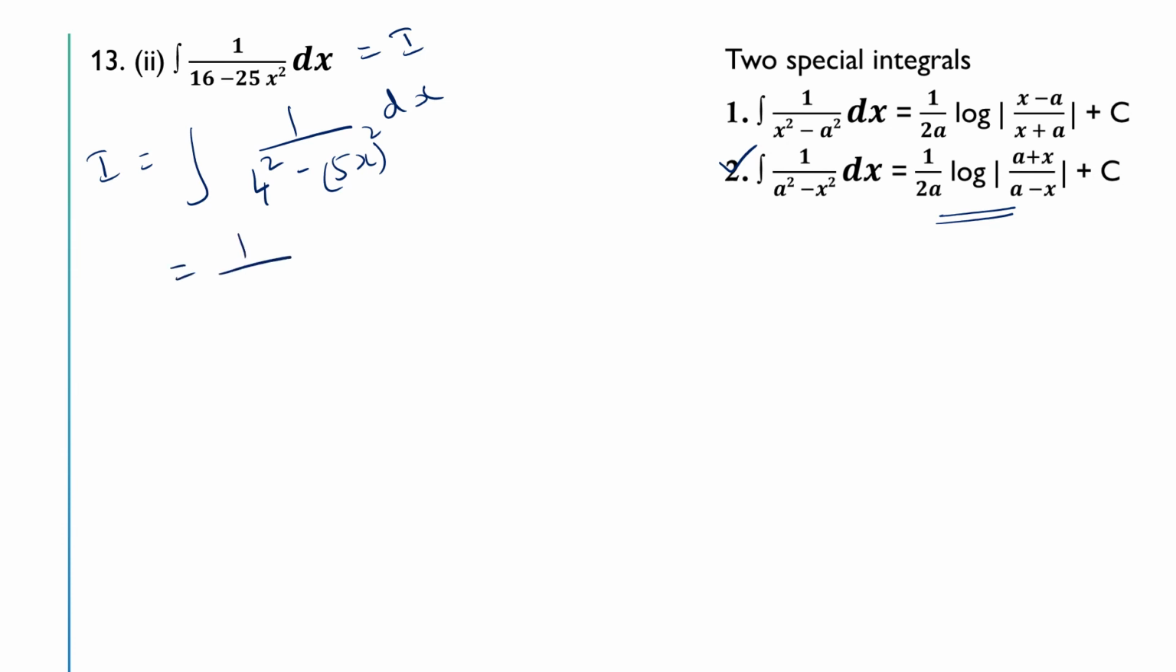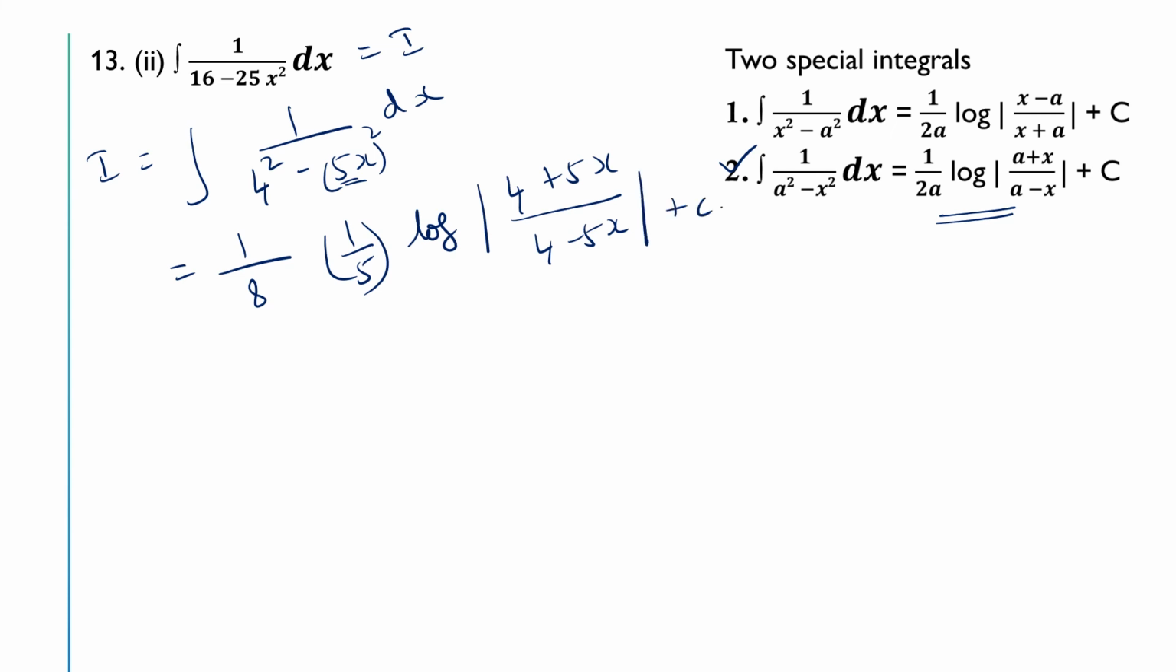So this is equal to 1 by 2a, 2 into 4 is 8. And since we have 5x in place of x, we have to divide by the coefficient of x. So into 1 by 5 log mod 4 plus 5x upon 4 minus 5x plus c. So this is equal to 1 by 40 log mod 4 plus 5x upon 4 minus 5x plus c.